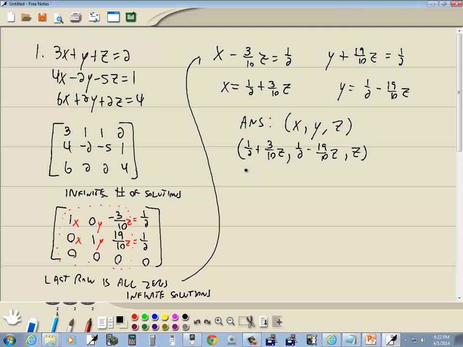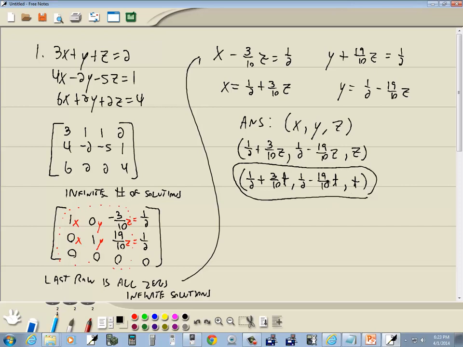z. Typically, instead of z, they'll put another variable there, like t or s or something like that. So this becomes like 1/2 plus 3/10, and I'll put it as t, and 1/2 minus 19/10 t, and then t. And that'd be your answer.